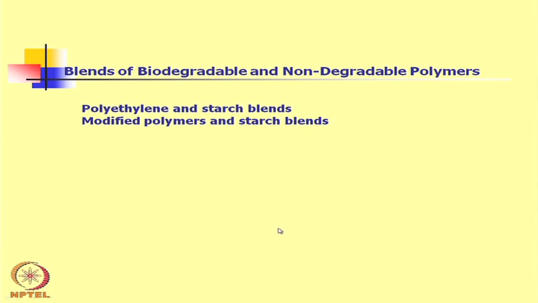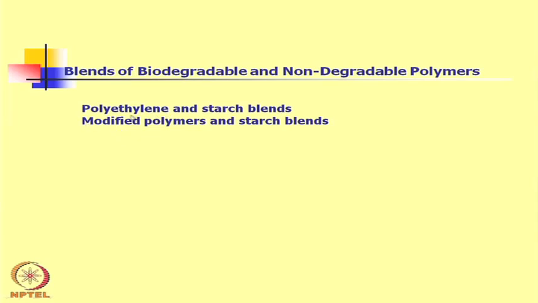Then other ways and means of developing biodegradable polymers are by blending a non-degradable polymer with a degradable polymer. Say polyethylene is a non-degradable polymer, and that can be degraded. This polyethylene polymer can be degraded by blending with starch. This kind of product is also available in the market. This polyethylene starch film, or modified polymers, can also be chemically modified, and polymers and starch can be blended to form some biodegradable polymers. Actually, agricultural mulch films are being produced from blending of polyethylene with starch.